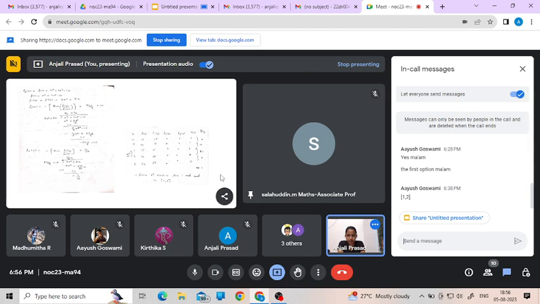Yes, both 1 and 2 are true. So in this fixed point iteration, xn is a convergent sequence and it converges to the fixed point of g(x). Fine. Now let's move to the next question. So the correct option is C, both 1 and 2.